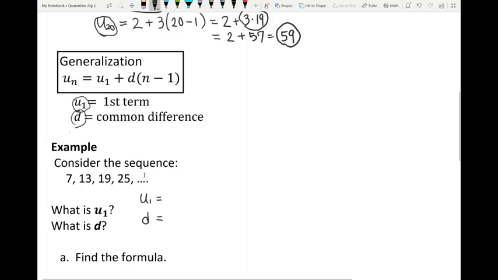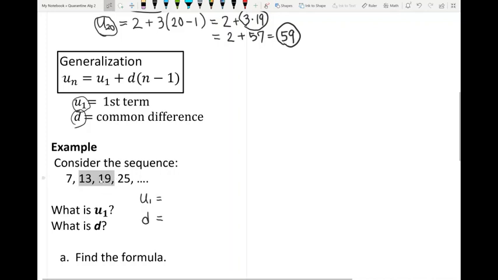So let's take a look at another example right here. The first step is that we need to make sure that this is an arithmetic sequence. Now, the difference between 7 and 13, what is that? That would be 6, isn't it? How about the difference between 13 and 19?